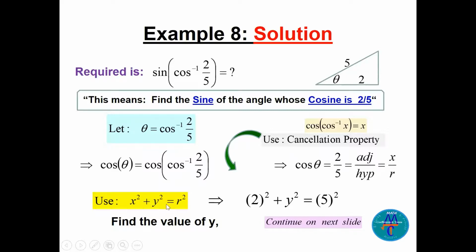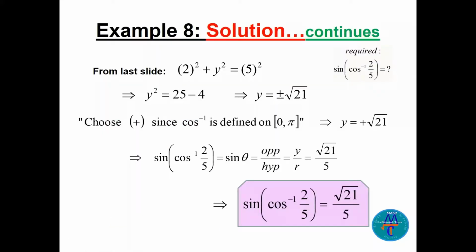Use x squared plus y squared is equal to r squared. So this is 2 squared plus y squared is equal to 5 squared. Let's find y on the next slide. So from the last slide, we see y squared is equal to 25 minus 4. So y squared will be 21. Y will be plus or minus square root of 21.